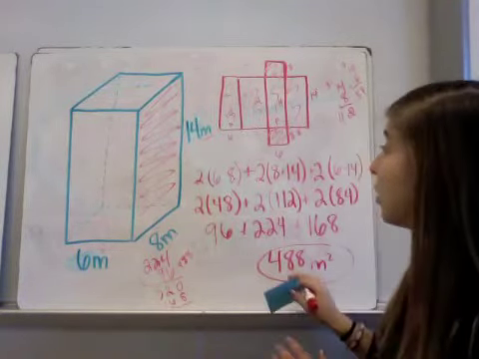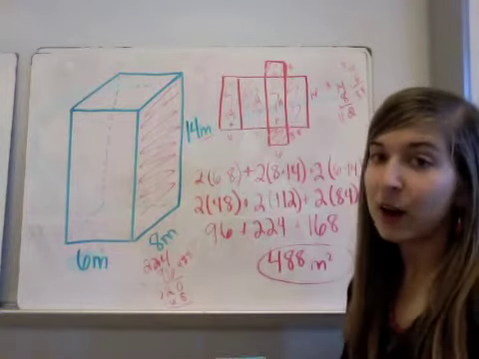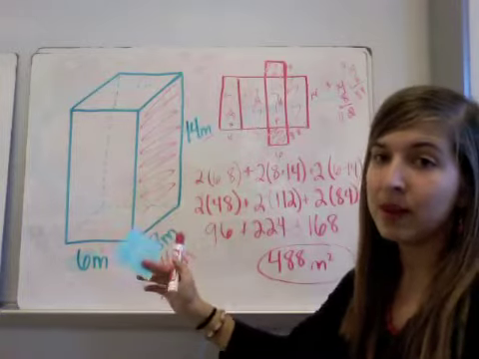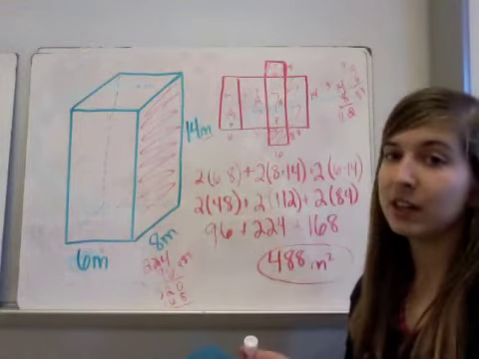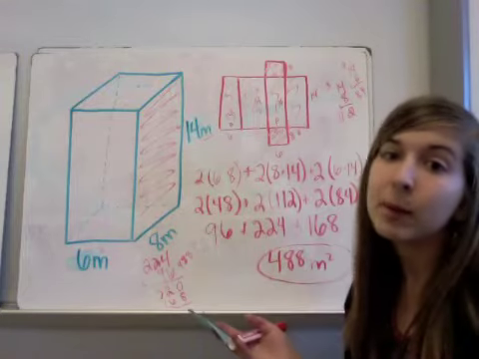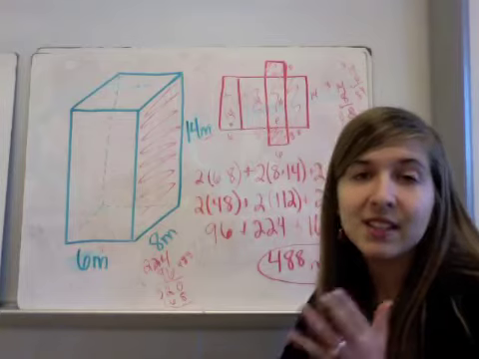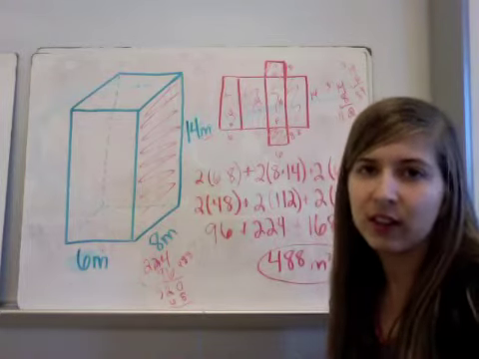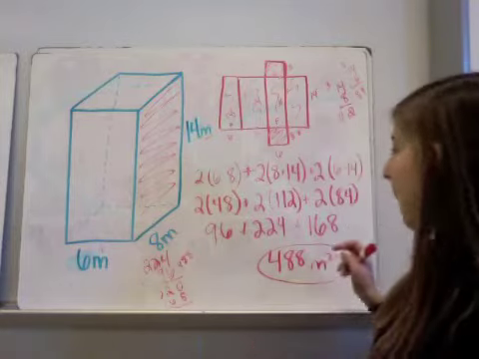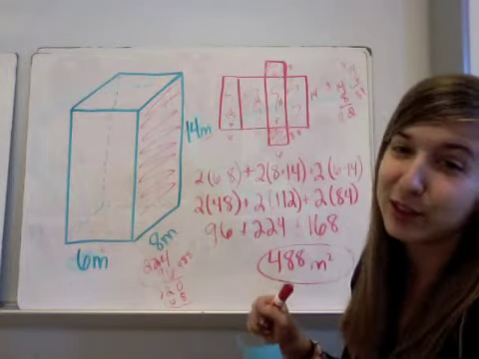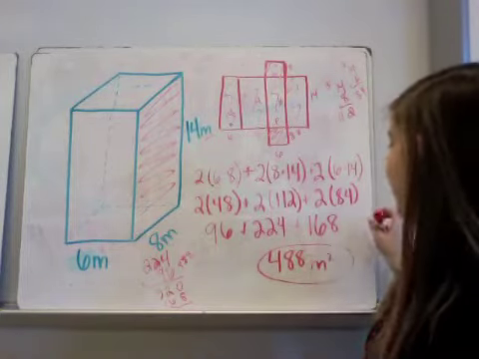So here's my surface area of this rectangular prism, which tells me if I want to wrap this rectangular prism, I need to have 488 square meters of wrapping paper to cover it. And when you buy wrapping paper around the holidays, it'll say this is 300 square feet, this is 400 square feet, so you know how much wrapping paper you're getting. I don't know many people that measure all of their Christmas presents before they buy wrapping paper, but you could do that if you wanted to.